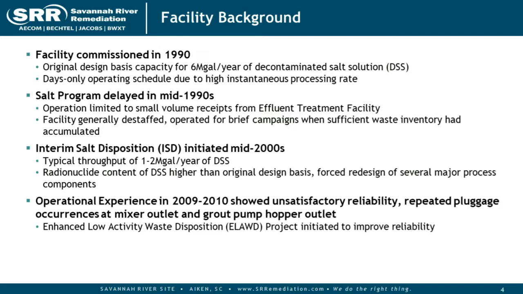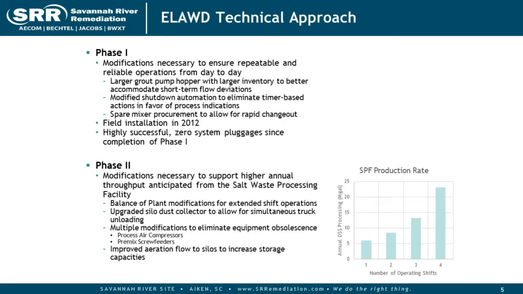That drove us to kick off what we call, and we love project titles out here, the ELOD project, which was the Enhanced Low Activity Waste Disposition Project. And the ELOD project had a very focused technical approach, and it was split into 2 phases, phase 1 and phase 2. Phase 1 were those modifications we deemed necessary to ensure the reliable and repeatable day-to-day operations of the plant. We wanted to be able to come in, start the process up, operate for a full shift, shut the process down with very high confidence we weren't going to have any operational issues.